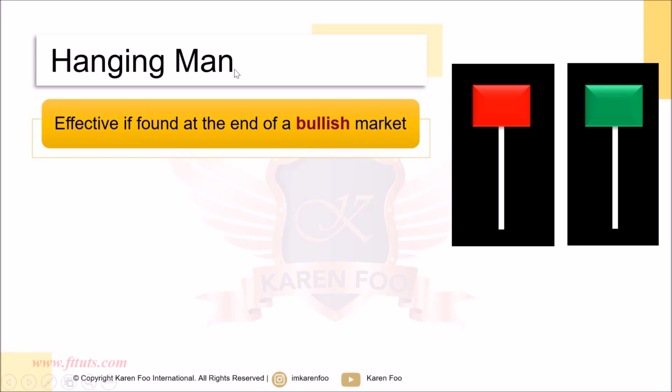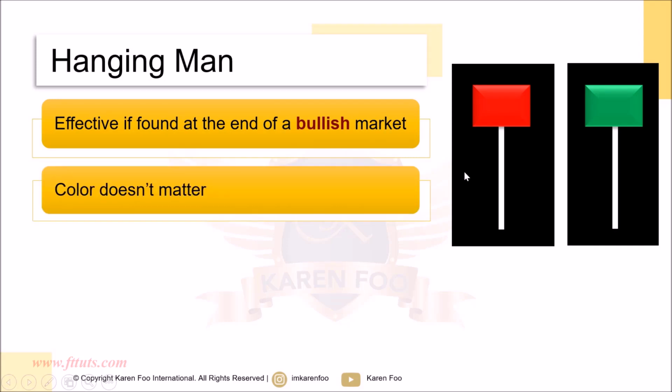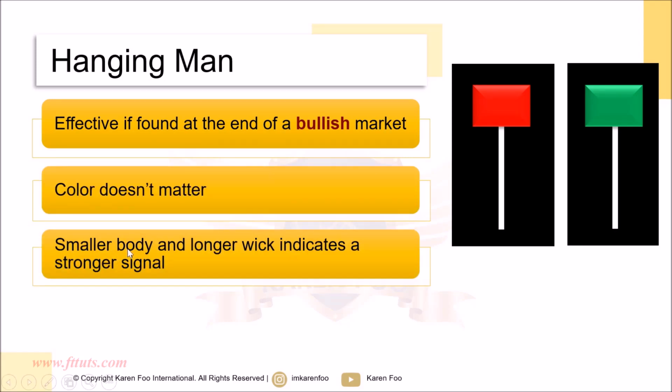Hanging man is just a different name that people give it because it is found at the end of a bullish trend. Whereas hammer pattern is the same exact pattern, it looks the same, but the only difference is that it is found at the end of a downtrend. So one is uptrend, one is downtrend, okay? But basically the shape, everything is the same, okay? So hanging man, the color doesn't matter. You want a small body and a long wick.